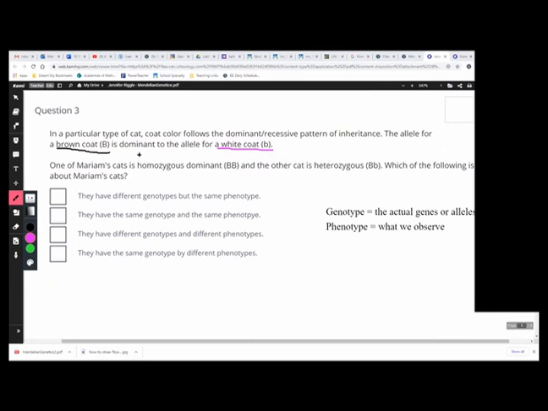One of Merriam's cats is homozygous dominant and the other cat is heterozygous. It wants to know what is true about Merriam's cats. I have information over here that the genotype would tell us the actual genes. So like this BB and this Bb, these are the genotypes. And then the phenotype would be what we actually see. Oh, sorry, I didn't realize you got muted. There you are.